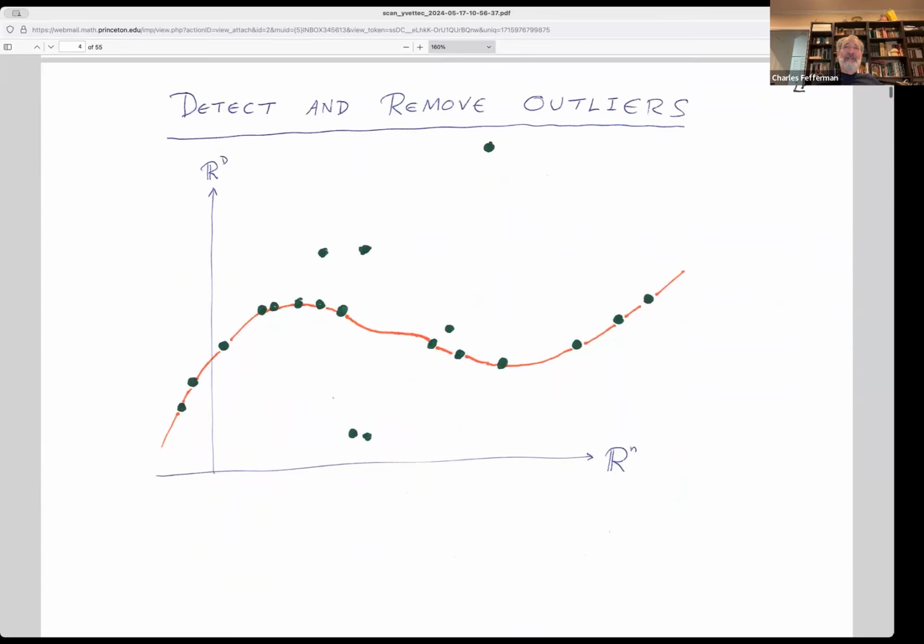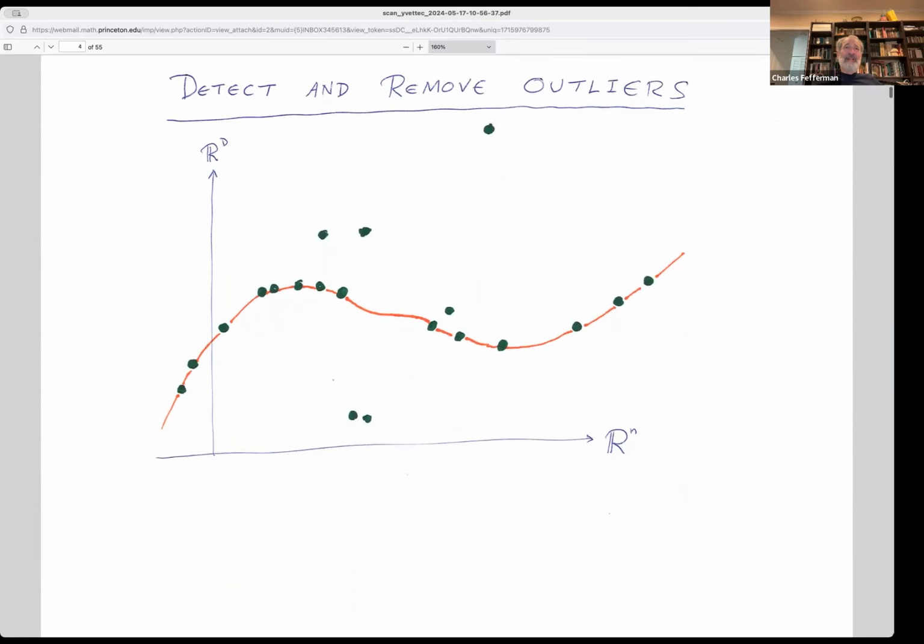Perhaps in an actual data set, most of the data points can be nicely fitted to a smooth function, but a few of them are just way off. And we want to detect which data points could be rejected as outliers so that the remaining points can be well interpolated. Okay, so those are the three questions.